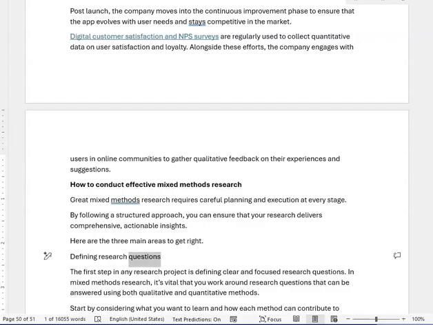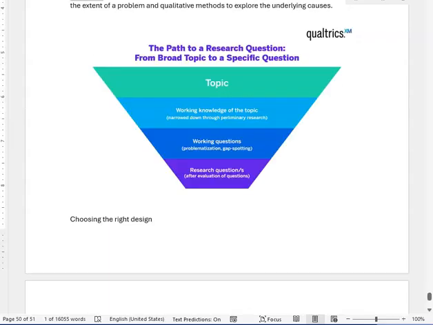Defining research questions. The first step in any research project is defining clear and focused research questions. In mixed methods research, it's vital that you work around research questions that can be answered using both qualitative and quantitative methods. Start by considering what you want to learn and how each method can contribute to answering your questions. For instance, you might use quantitative methods to measure the extent of a problem and qualitative methods to explore the underlying causes.